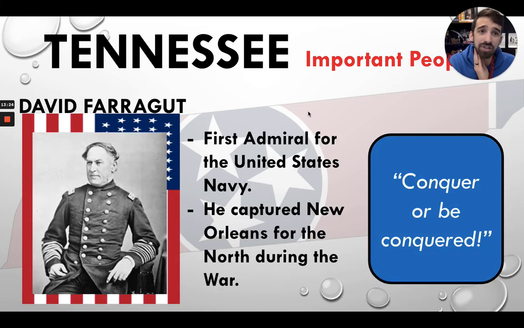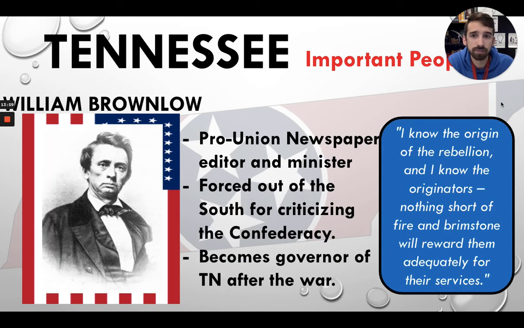All right, this is our first United States guy. This is David Farragut. David Farragut is the first admiral for the United States Navy, and he captures New Orleans for the North during the war. You'll learn about why that's so significant in a couple days. And the quote from him is, "Conquer or be conquered." When he captures New Orleans, it cuts off the South's trade because they no longer can use the Mississippi River. And that kind of tips the scales in favor of the Union. So that's David Farragut. He's a Union general.